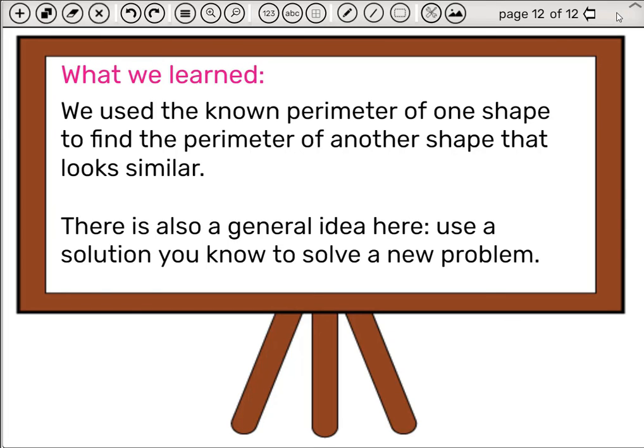We used the known perimeter of one shape to find the perimeter of another shape that looks similar. There's also a general idea here. Use a solution you know to solve a new problem. This is actually applicable even outside the realm of math.